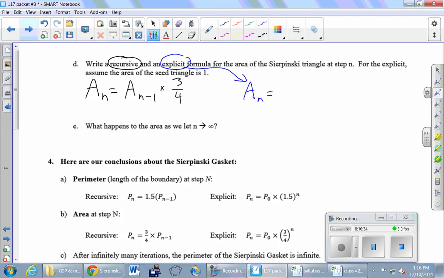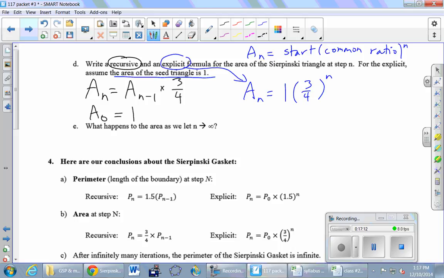A sub n equals, so I'll write the formula in words up here that we had flashed up a minute ago. It was the start amount times the common ratio to the n. You don't need to write that. For the explicit one, I'm telling you assume the area of the seed triangle is just 1. So 1 times the common ratio, 3/4, right? That's what we do every time to get the next number, raised to the n. And then technically we should put that over here, we'll assume the seed is a 1. We need a starting number.